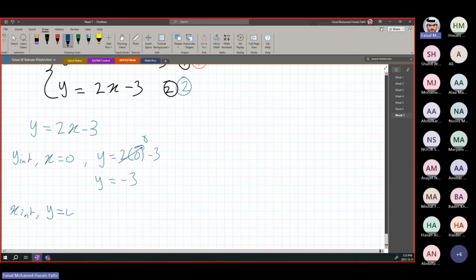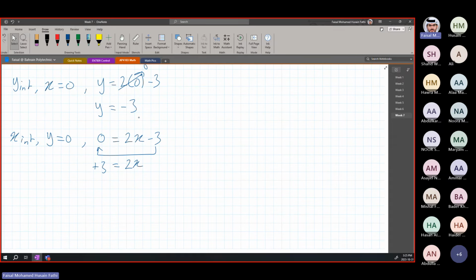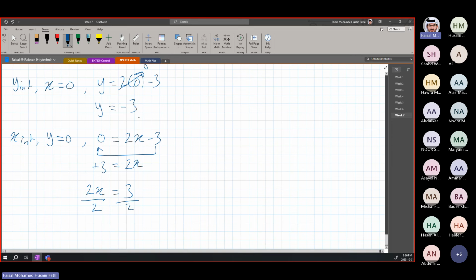X-intercept. Y is equal to 0. Y equal to 0 means 0 is equal to 2x minus 3. So if we solve this equation, we'll take the 3 to the other side. 2x is equal to 3, just rewriting the same equation but putting the x on the left side. We divide by 2, we divide by 2. X is equal to 3 over 2, which is equal to 1.5. That's our x-intercept. We found our y-intercept and our x-intercept.